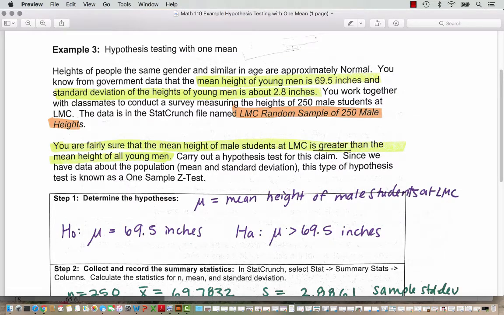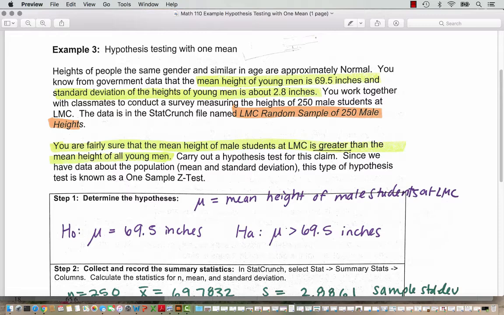So you are fairly sure that the mean height of male students at LMC is greater than the mean height of all young men. All right, so that value for all young men, according to the government data, is 69.5 inches. So that's the value we're going to be comparing our mean to. We're going to carry out a hypothesis test for this claim. Since we have data about the population, the mean, and the standard deviation, this type of hypothesis test is known as a one-sample z-test. So our first step is to determine the hypotheses.